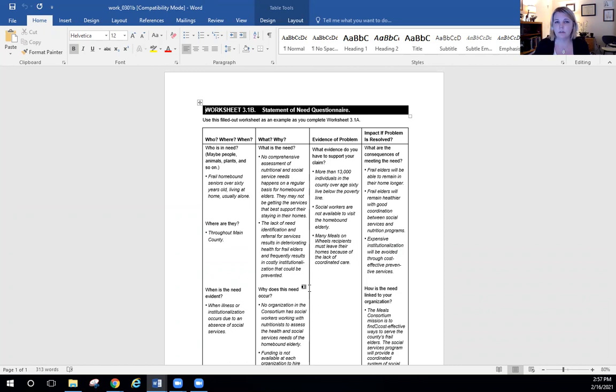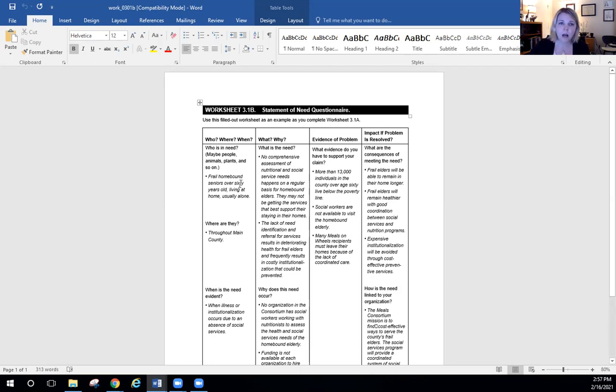So the problem statement, again, is such a significant part to demonstrating the need, and you've got to have that evidence. If you just use 1 or 2 statistics here, you're probably going to need to look up more later on. And if you remember that 70-30 or 80-20 type rule, that you spend 70 to 80% of your time planning and that last 20 to 30% writing and putting it together, this is where you want to spend the time in gathering the information.